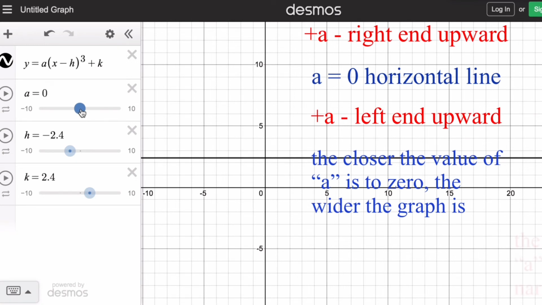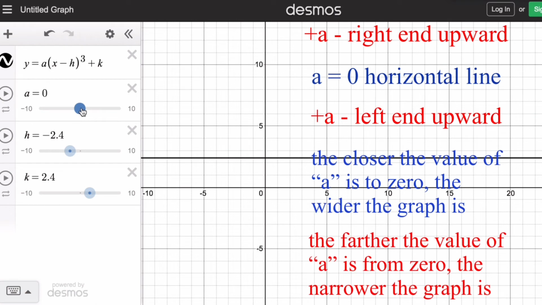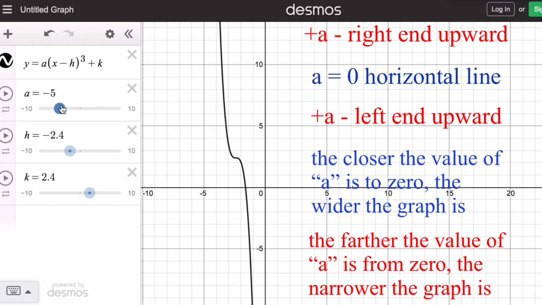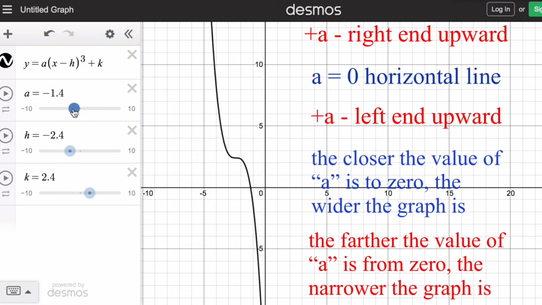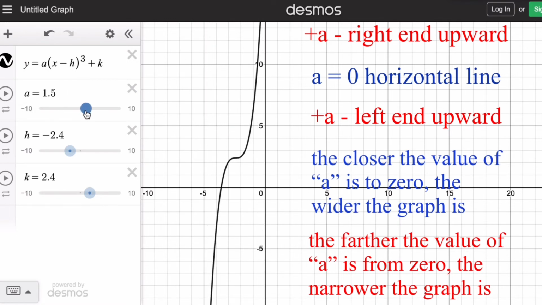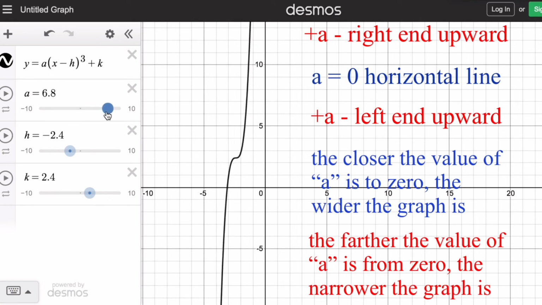On the contrary, the farther the value of a is from 0, the narrower the graph becomes. So as you can see, it becomes narrower right there. Now, if we start from 0 and go the other way, it becomes narrower and narrower as we go farther from 0.